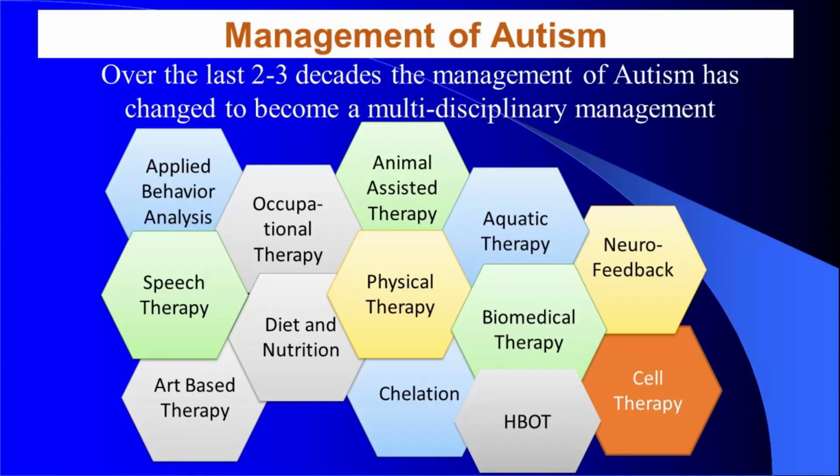The other thing that has changed in autism is the concept of multidisciplinary management. So far what would happen is a person specializes in something and then that's all they would offer. So if you're a center that has occupational therapy, you focus on occupational therapy. You have a center that does speech therapy, you focus on that. But what is needed is a multidisciplinary management, which includes everything, all the things listed, and cell therapy, which I will talk about, is one of them. So there is no one silver bullet. The management of autism will be multidisciplinary.